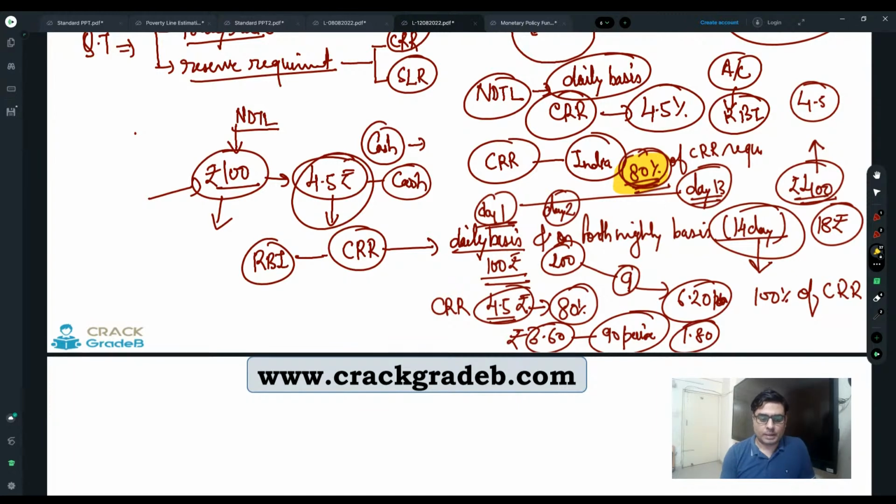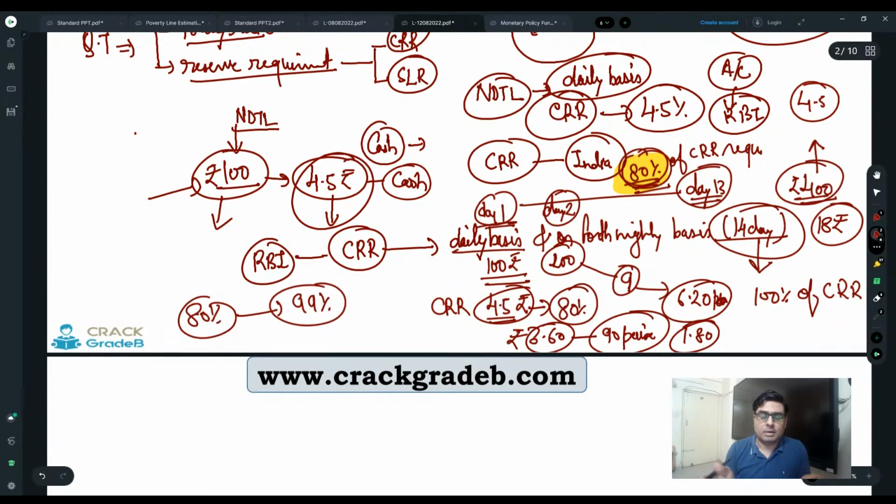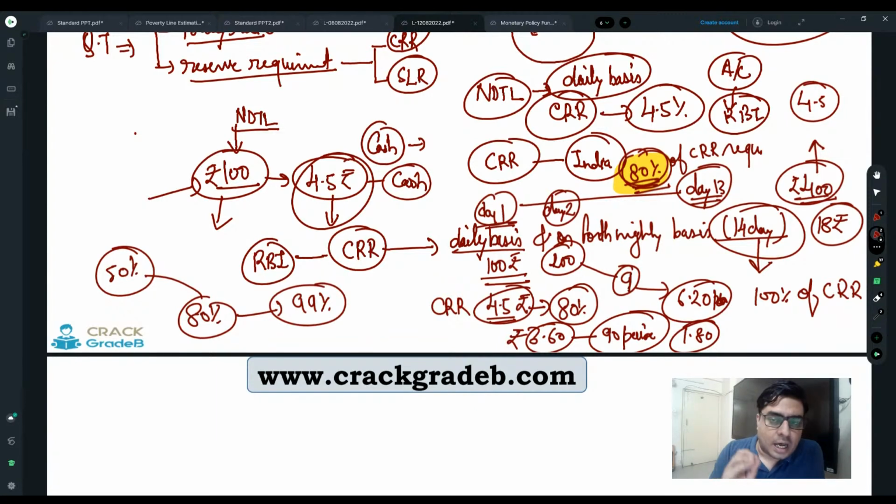If RBI is going to make it 80%, or if RBI is going to make it 99%, then the bank's availability of liquidity is going to what? Decrease, right? But if RBI is going to make it how much? 50%. That means the liquidity availability with the bank for short term lending is going to what? Increase.